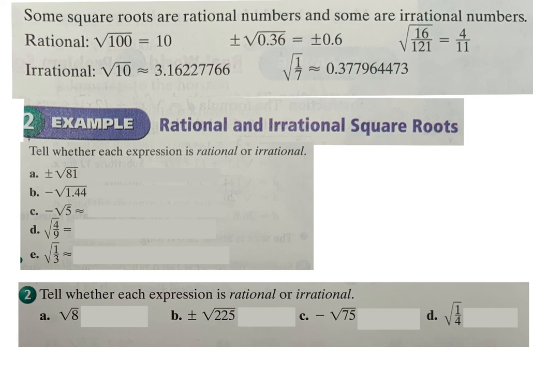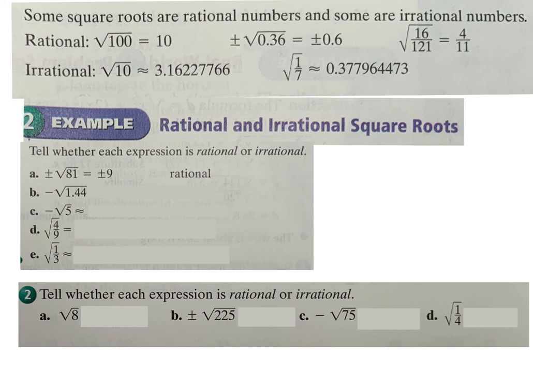Can you find the root, or are you going to leave it in the square root? All right. And we're not going to do any estimating, and we're not going to do any rounding. We will literally leave it as the square root. So for the first one, A, well, 81 has a perfect root. It's 9. So positive and negative 9 would be the answer, and that would be rational, right?